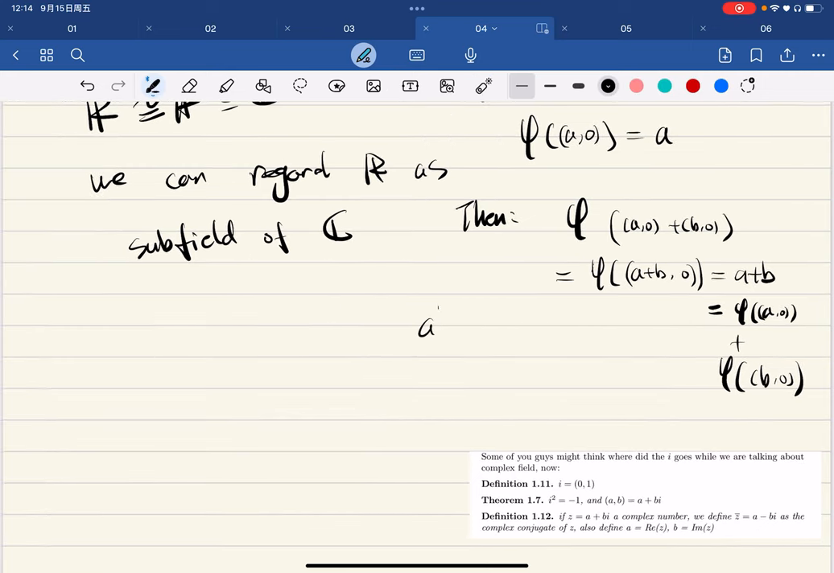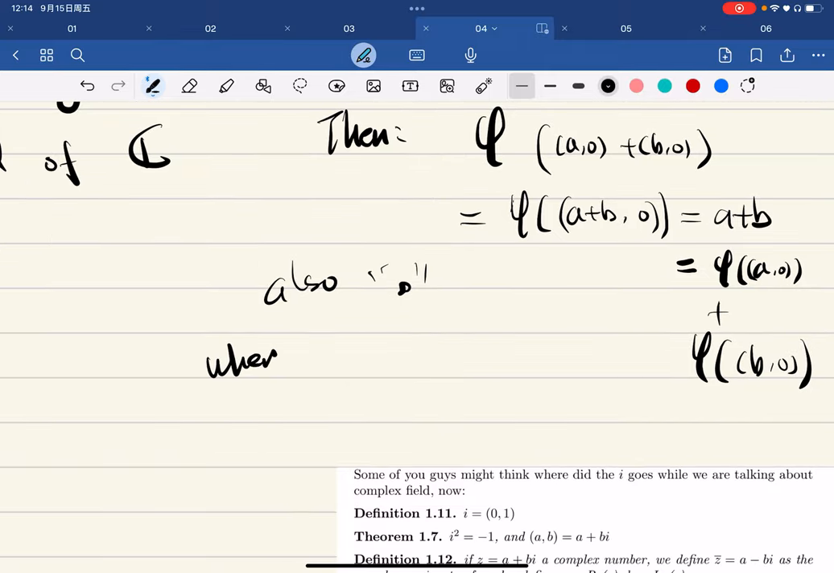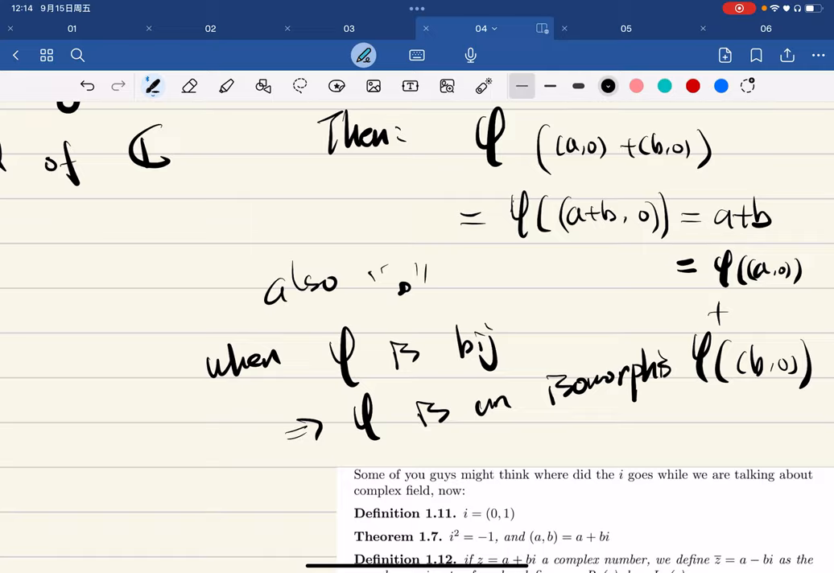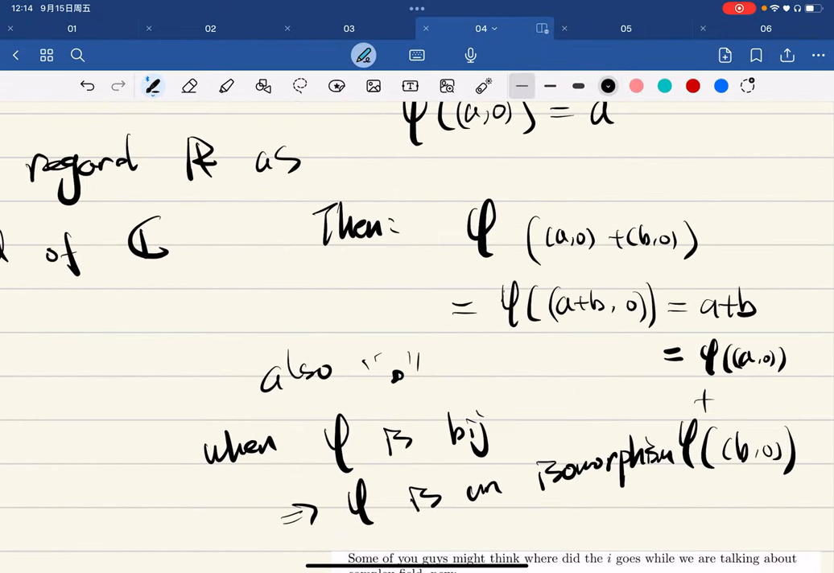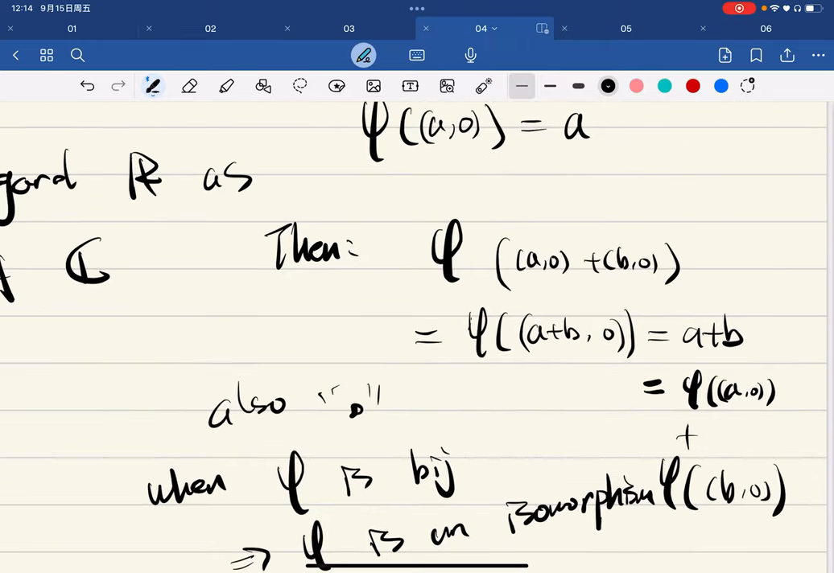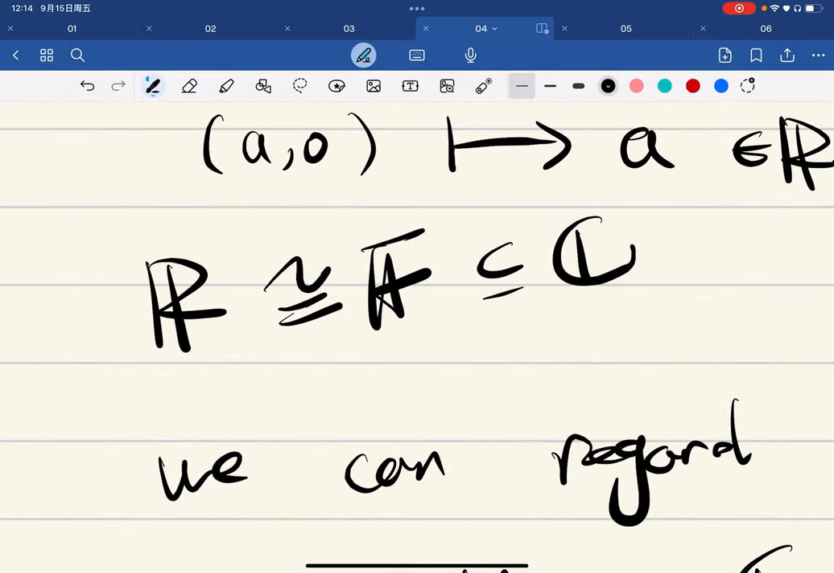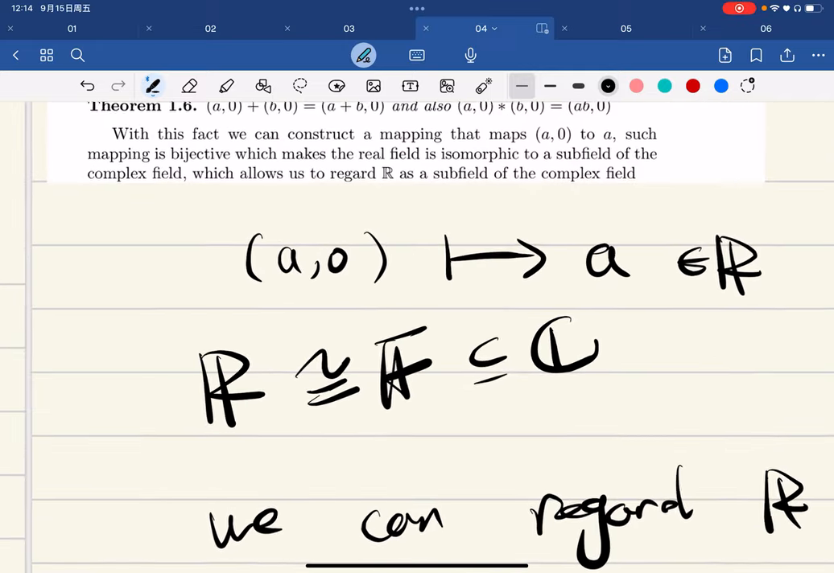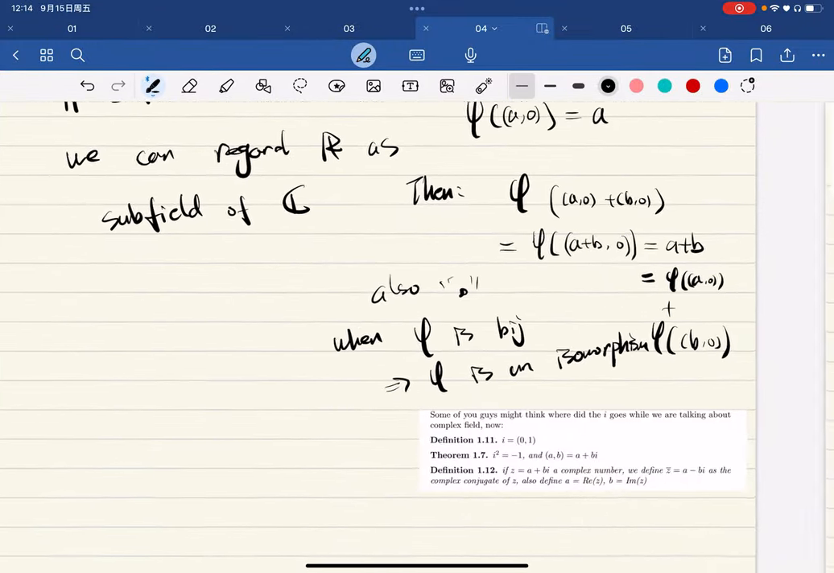So we see that phi of this plus this is equal to phi of this plus phi of this. And also the multiplication, like this is a definition of homomorphism. But when phi is bijective, then phi is an isomorphism. Right, but anyways, we know that their operation preserves, we could just say that the real numbers have the same structure, same rules of operation as a subfield of C. So we may regard the reals as a subfield of the complex.